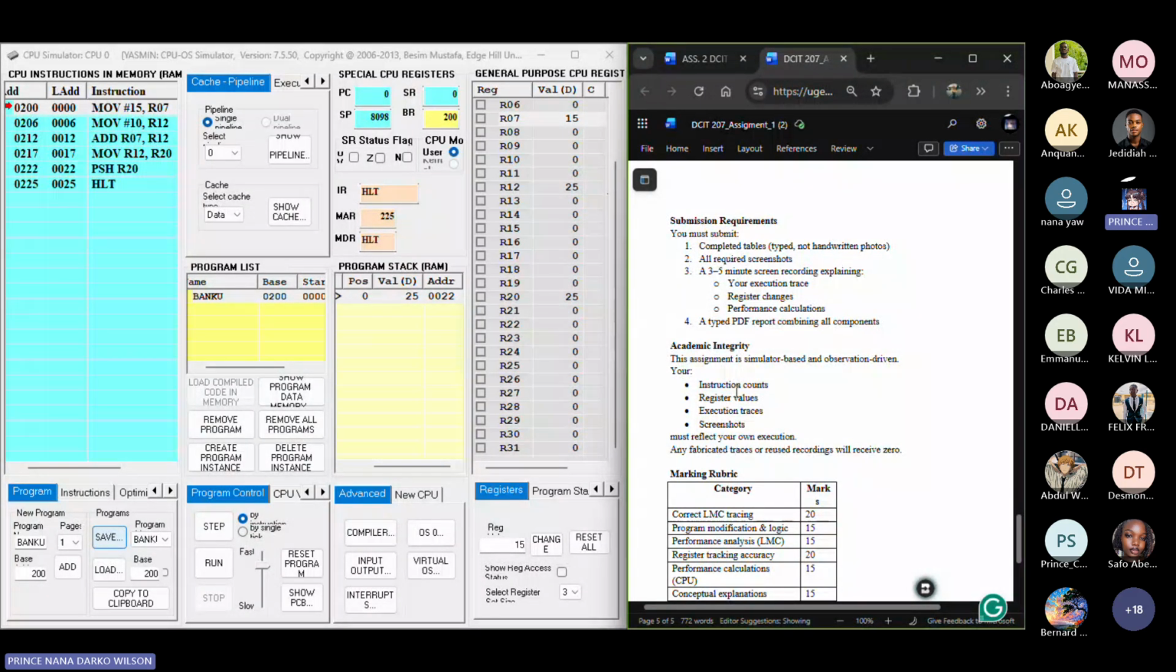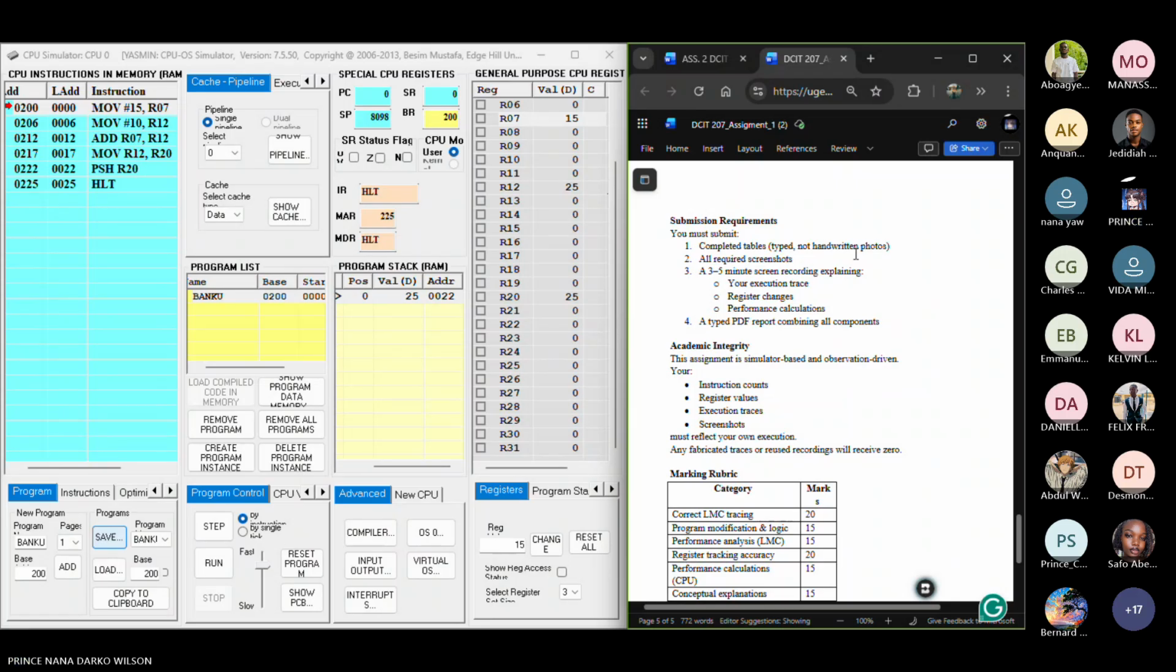Let's proceed. You must submit completed tables typed, not handwritten. There should be photos too, and not handwritten photos, sorry. So you take a snapshot and all the required screenshots that were mentioned. And it also says a 3 to 5 minute screen recording explaining your execution trace. So all the programs you executed, since it's a 3 to 5 minute video, you move.